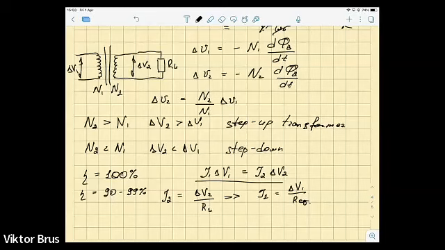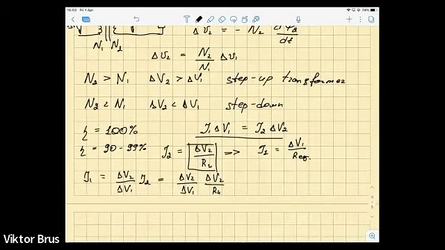From this equality, we can write that I1 is equal to delta V2 divided by delta V1 times I2. Now I2 we know, because we clearly know what the load resistance is. So we can write delta V2 divided by delta V1 times delta V2 divided by RL.